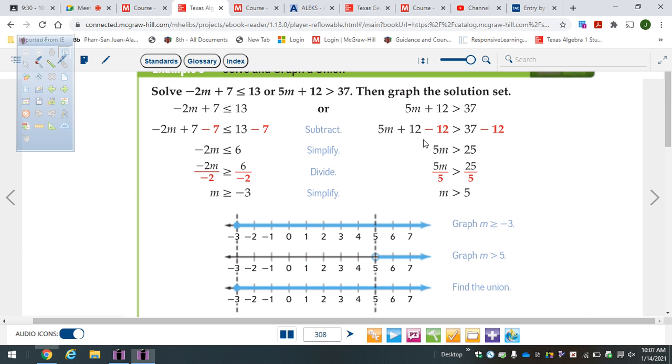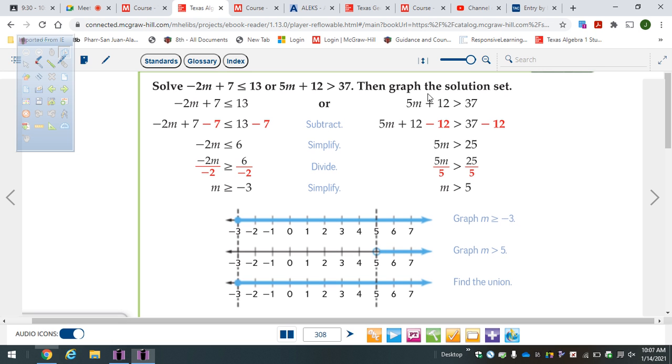Okay, so let's go to example 3. We have this inequality here, and this inequality here. Basically, solve this one. There it is. So here, add 7, divide by -2, switch the sign because you divided by a negative. Wind up with that. On this side over here, you have 5m, subtract 12, divide by 5.